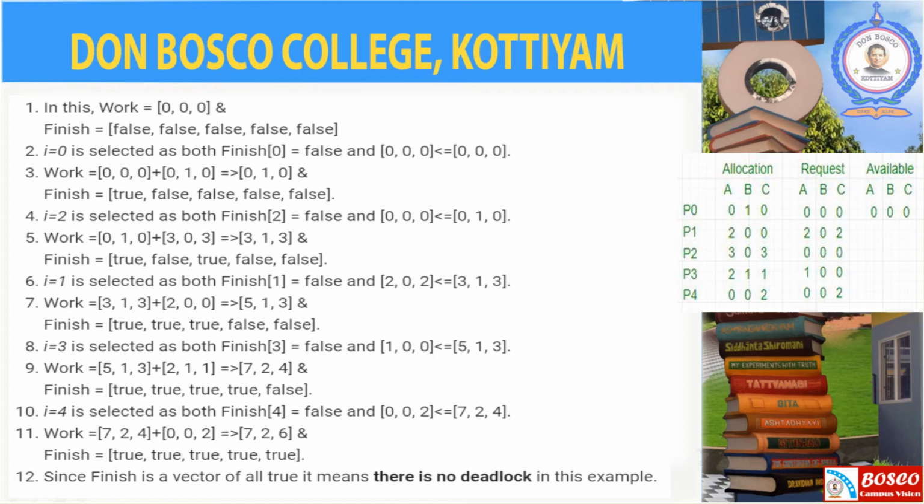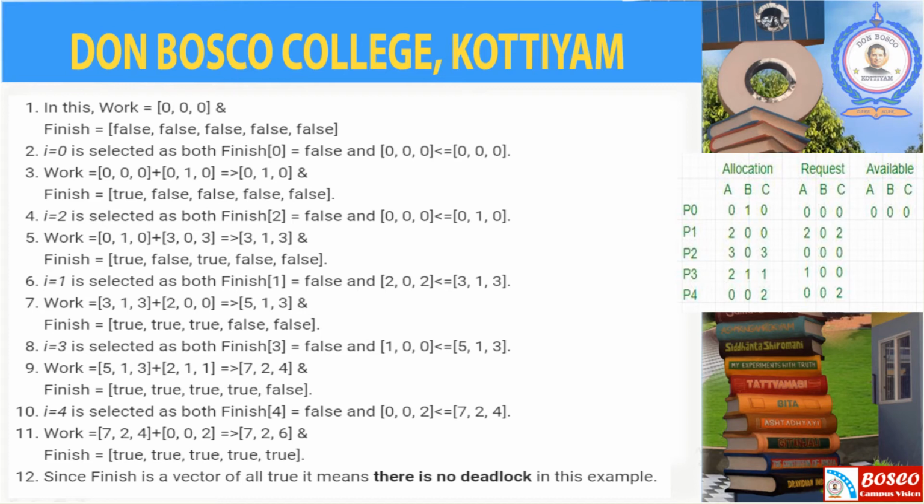Next we will be going to P2. We select P2 and check P2's finish value. Finish value is false. And we have to check whether the request is less than available. Request is 0 0 0 and the Work information is 0 1 0. So the condition is true. So we move on to the next step.